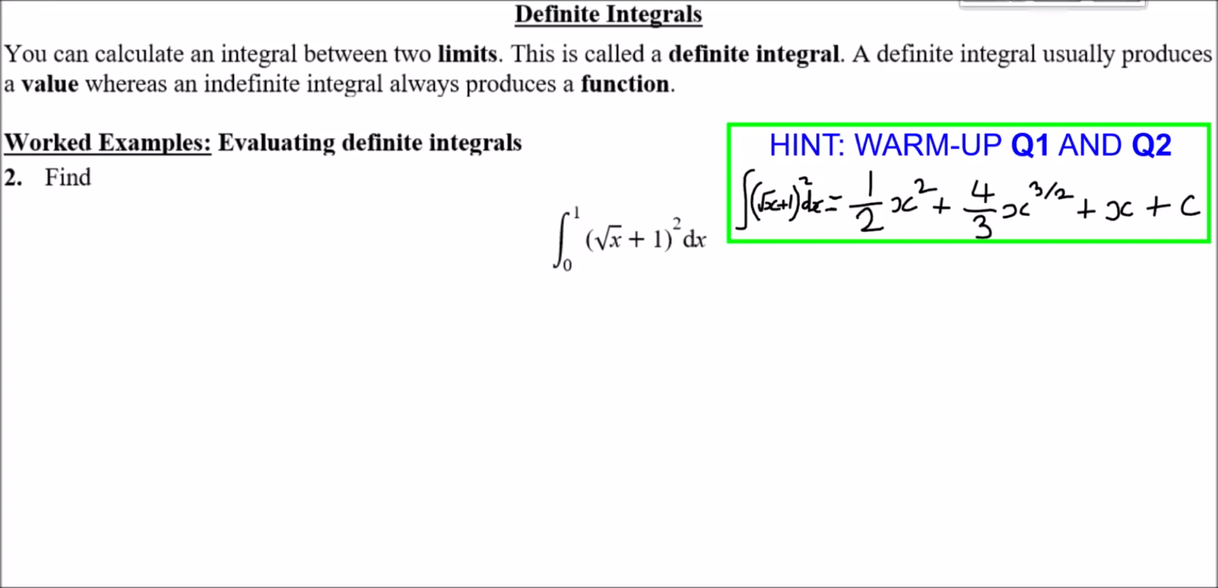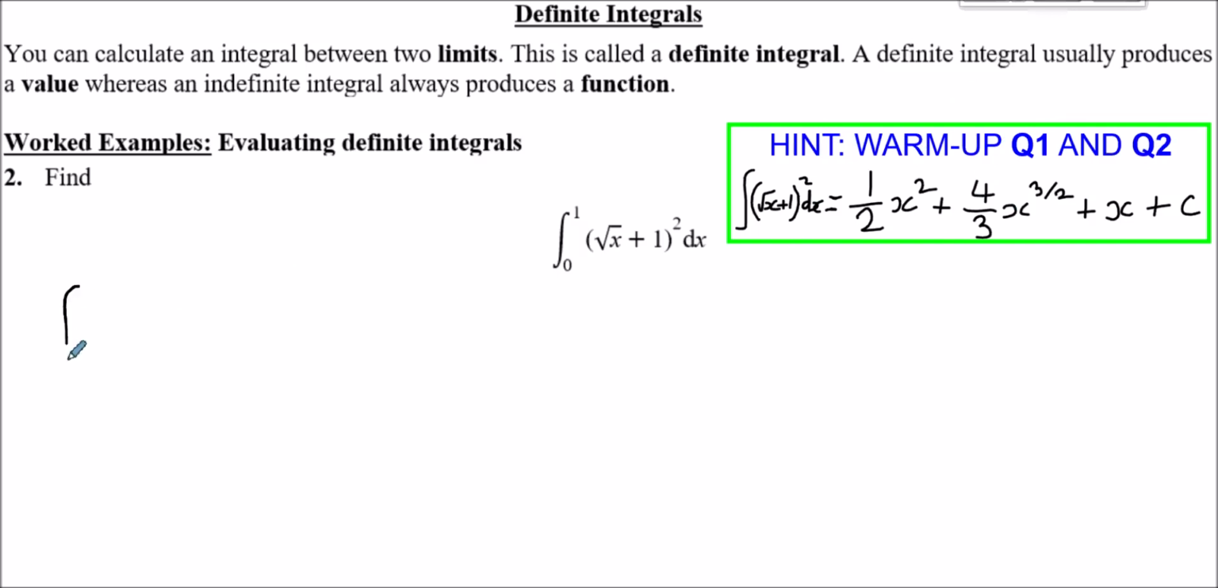So we had this function here, we integrated it and got that the indefinite integral was half x squared plus 4/3 x to the power 3 over 2 plus x plus c. And what I mentioned for 2 part c in the warm-up was we never need this constant of integration when doing a definite integral. So that just saves us having to rehash question 1 and question 2 again. And so we can use this result.